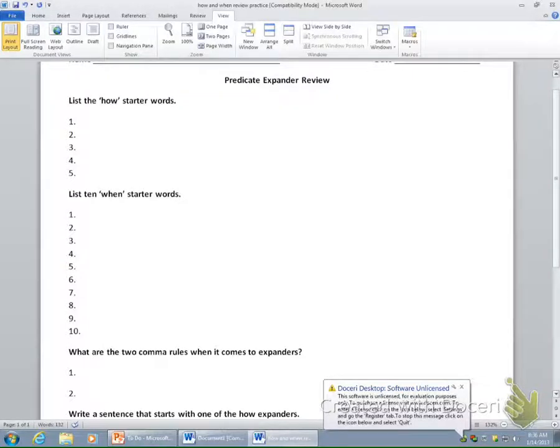Okay, so we are going to review predicate expanders because we have a quiz on Wednesday. Anything that's on here is going to be on my quiz. All right, so the first thing you have to know are the how starter words. There are 5 of them. Go ahead.